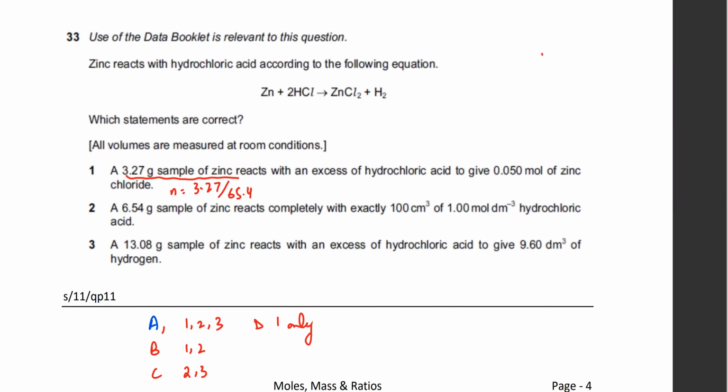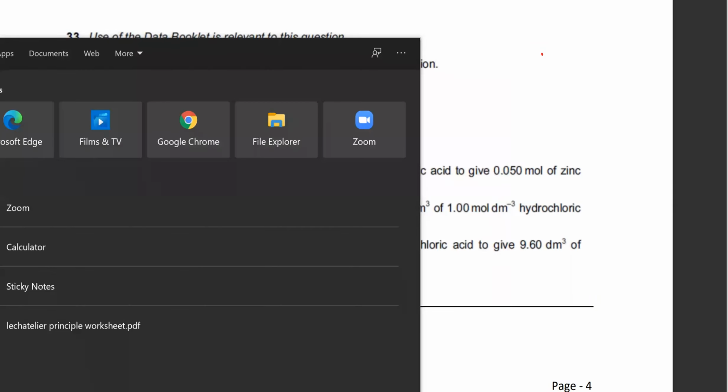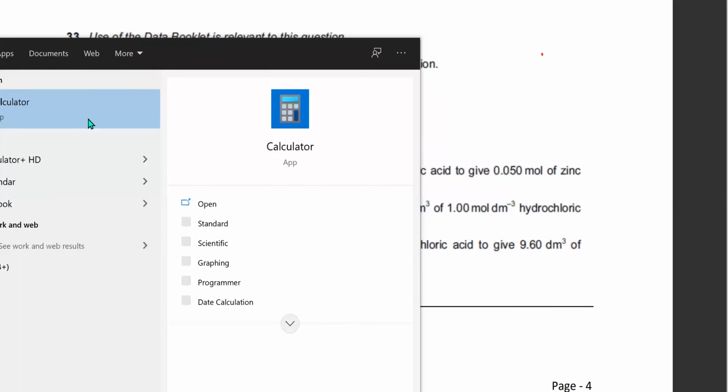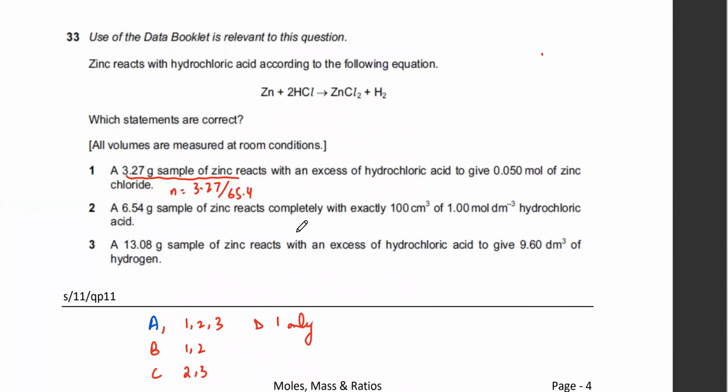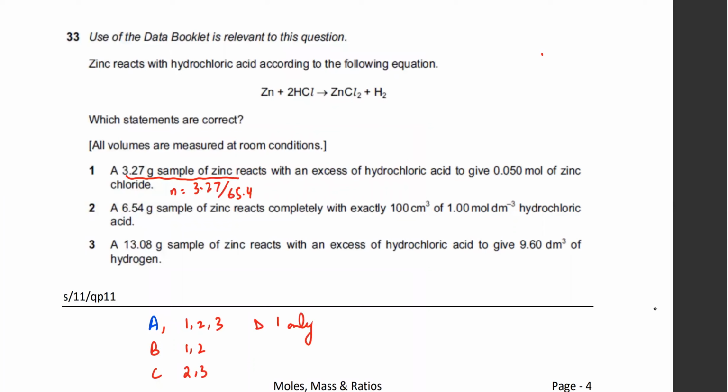Can anyone tell me what the moles are in this case? Where's my calculator? Just a second. What is 3.27 divided by 65.4? That gives you 0.05 moles.